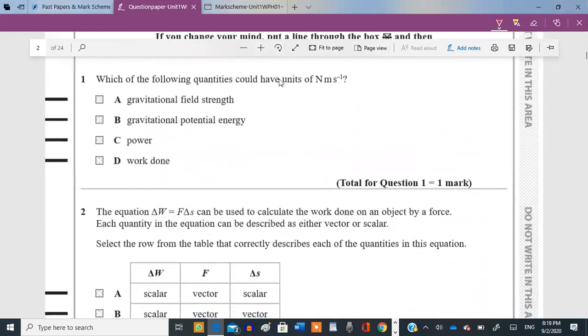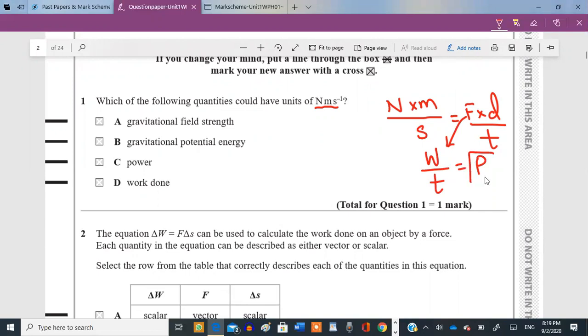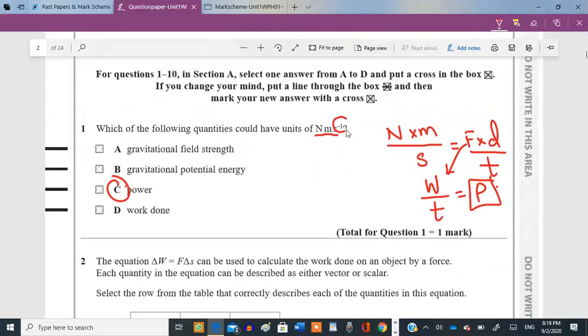So the first portion is MCQs. Which of the following quantities could have the units of Newton meter per second? Newton meter per second means Newton multiplied by meter divided by second, which means force multiplied by distance divided by time. Force into distance is work, work divided by time, which is power. But wait, how is it divided by time? The power of second is -1. Negative means it's dividing it.